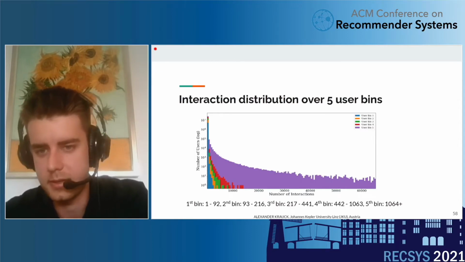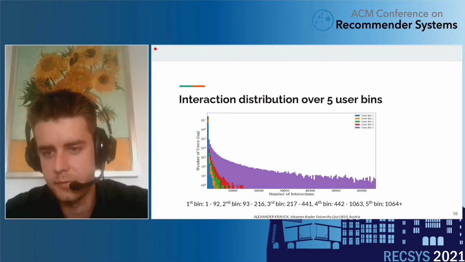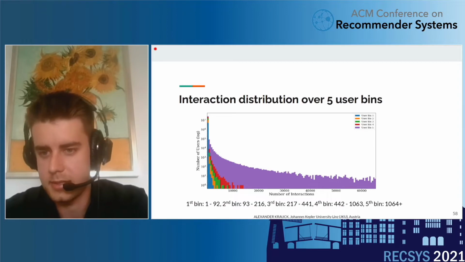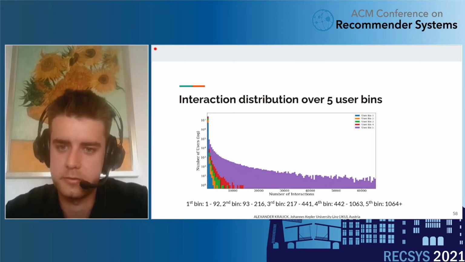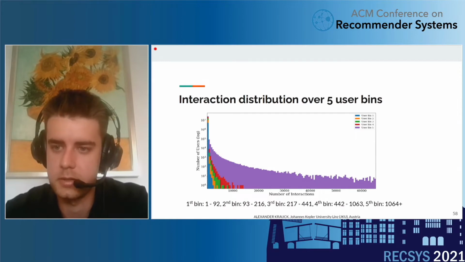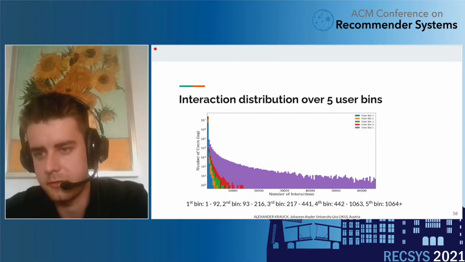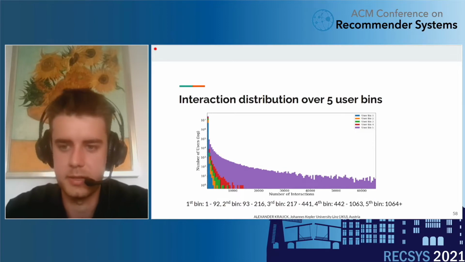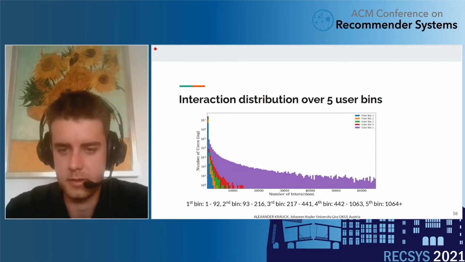The reason why this is useful is not instantly intuitive, but when we look at this plot, we can see on the x-axis the number of interactions for each user, and on the y-axis the number of users that have this number of interactions. And we can see here that the users that have many more followers also have many more interactions in the data set. And users that have a lower amount of followers have a lower amount of interactions.